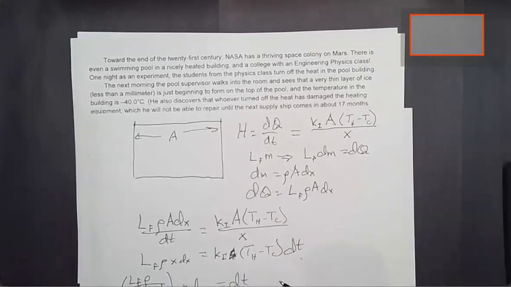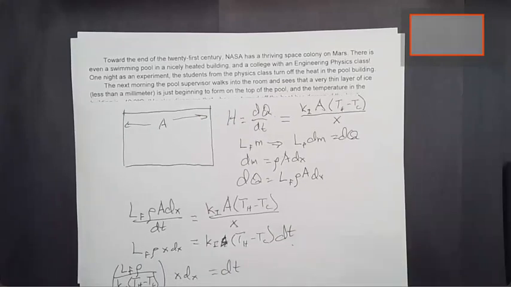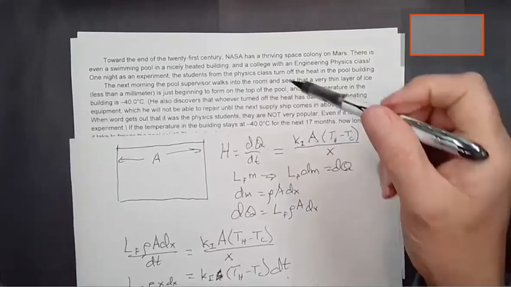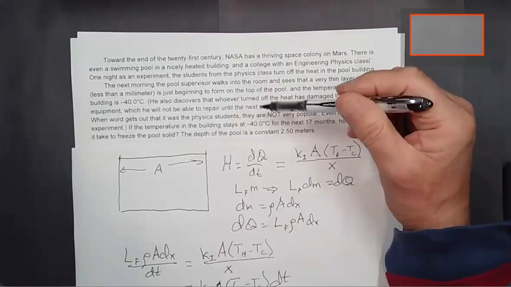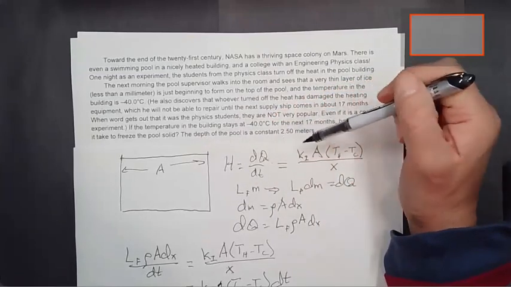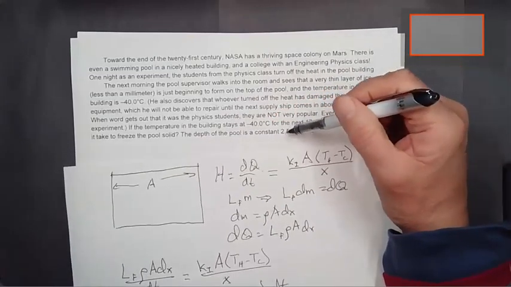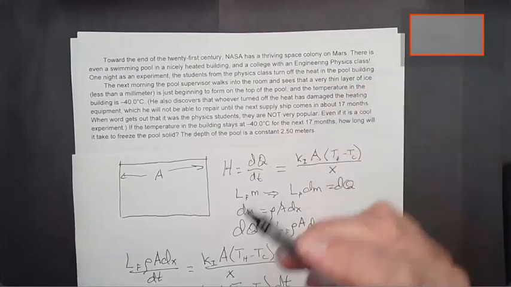And then I'll have x dx, and that'll equal dt. And the question is asking, how long is it going to take to do something? Like on this one, how long will it take to freeze the pool solid? And it's got a depth of 2.50 meters.